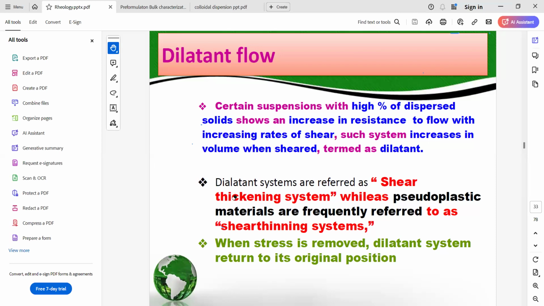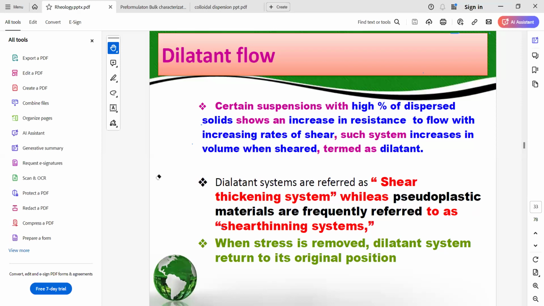Now we will move towards the colloidal dispersion, and before moving to colloidal dispersion, I want to ask you two more questions. What do you mean by rheopexy, and what do you mean by thixotropy and antithixotropy? Type your answer in the chat box. What is rheopexy?